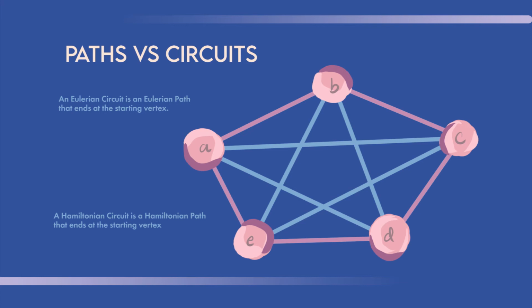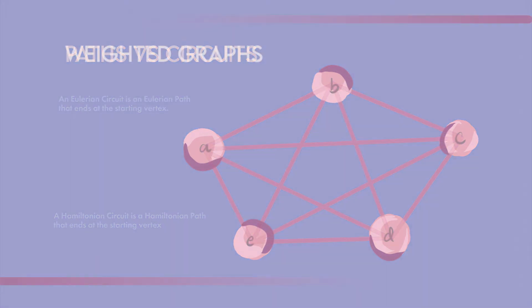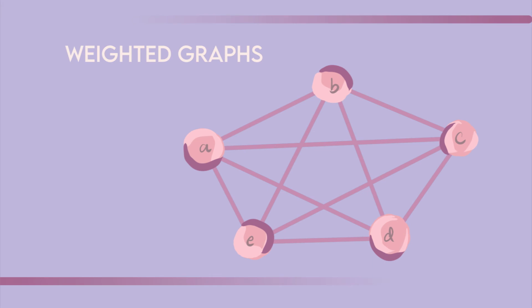Now that we know the basics, let us move on to a more complicated graph, known as the weighted graph. A weighted graph's edges have numerical values called weights, which have an effect only on the Hamiltonian circuit. This is because Eulerian circuits focus more on finding the existence of such a circuit. The weights don't really matter because either way, you will go through every path.